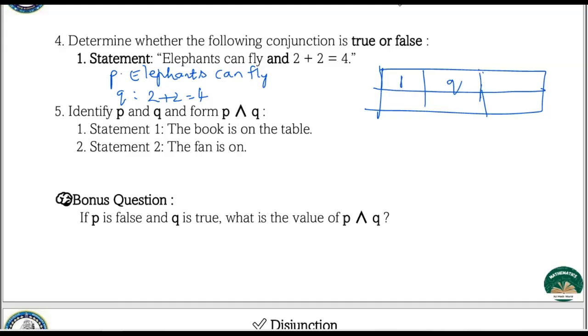P, Q, P and Q. P is elephants can fly. No, it is false. 2 plus 2 is 4. Yes, it is a true statement. I said whenever it is T and T, it is T. Otherwise, it is false. So the answer is false.